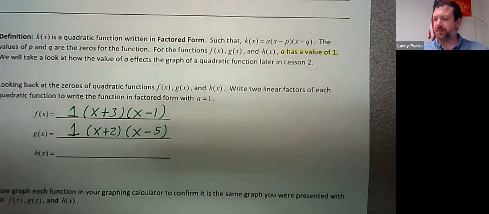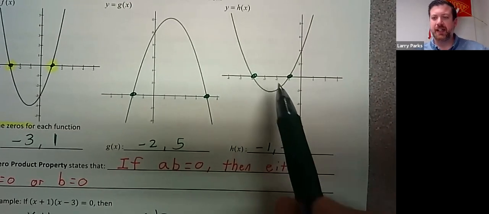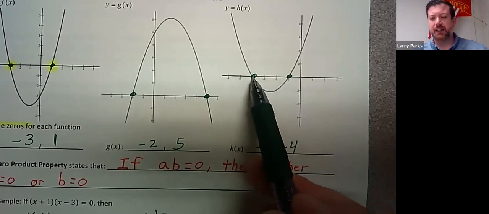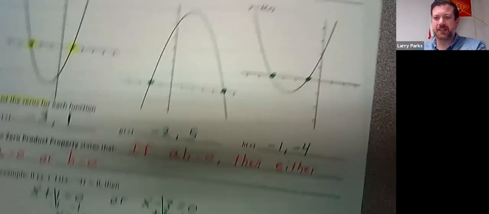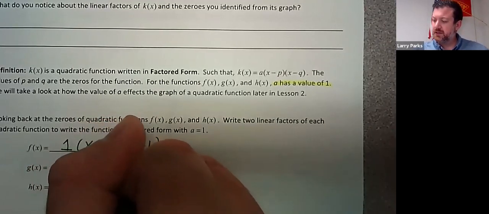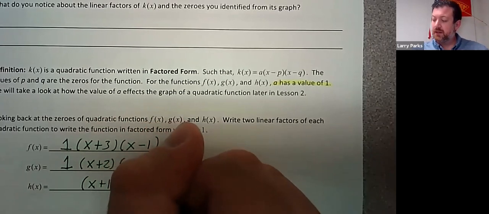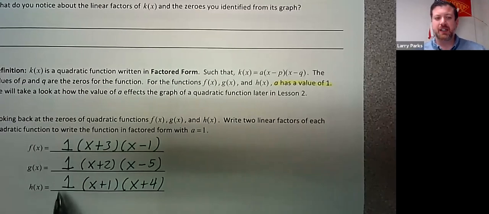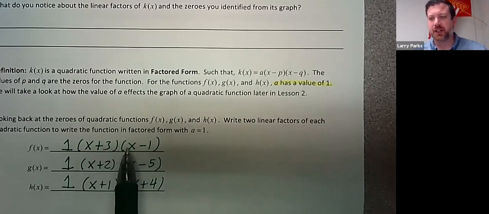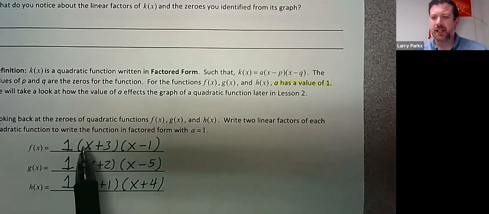Now let's go do h of x. h of x had solutions -1 and -4. So what we call linear factors would be x plus 1, x plus 4. So I'll go to my h of x and I'll put x plus 1, x plus 4. And they told us the a value is 1. Okay. So these are the very simple ones when they tell you the a value. If they don't tell you the a value, I would at least put an a there. You cannot just tell someone the zeros and expect them to find the equation unless they give you more information.